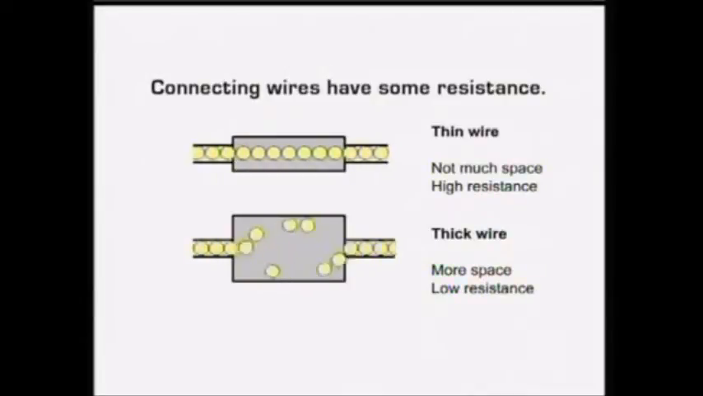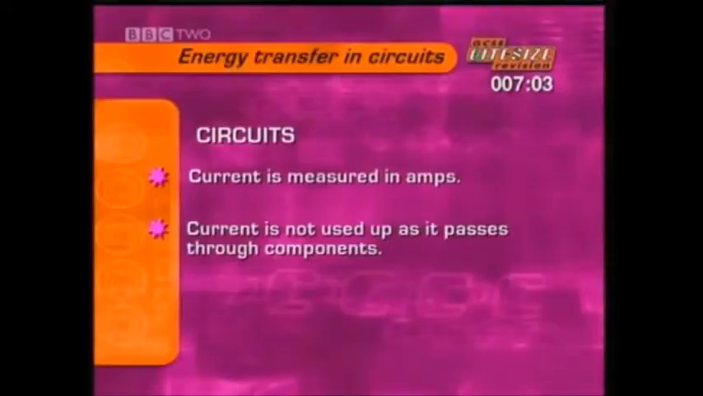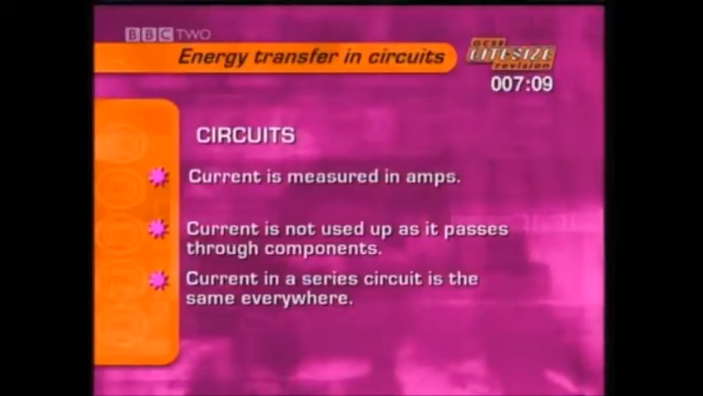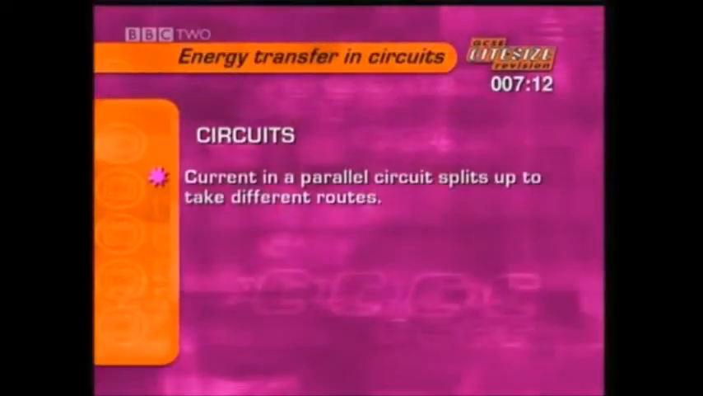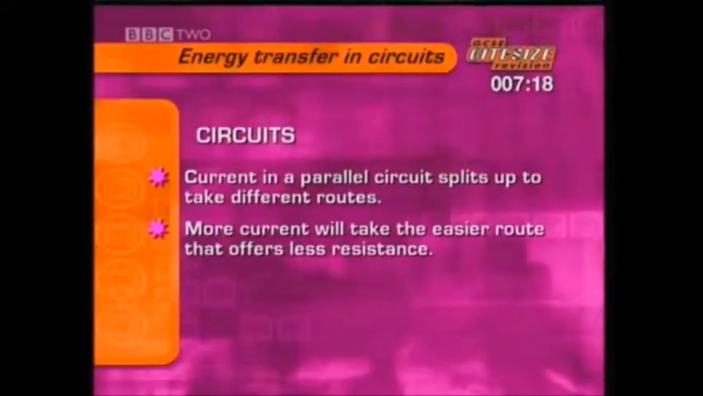As well as the components, like bulbs and resistors, the connecting wires themselves have some resistance. Thin wires offer more resistance to current than thick wires because they have less space for the current to flow. Long wires have more resistance than short wires of the same thickness. So, to summarise energy transfer in circuits. Current is measured in amps, and it's not used up as it passes through components. The current in a series circuit is the same everywhere. The current in a parallel circuit splits up to take different routes. More current takes the easier route, that offers less resistance.